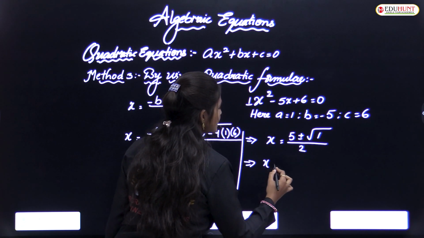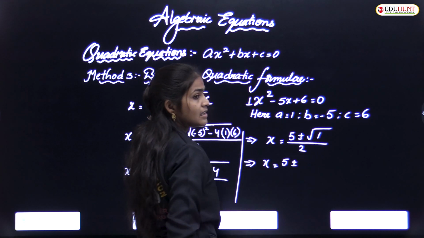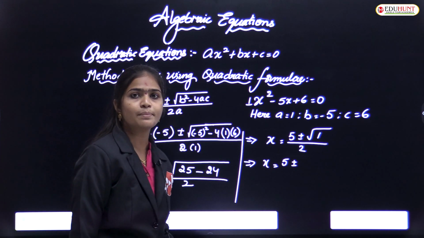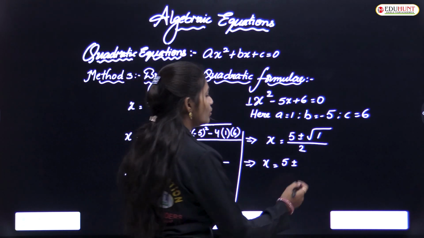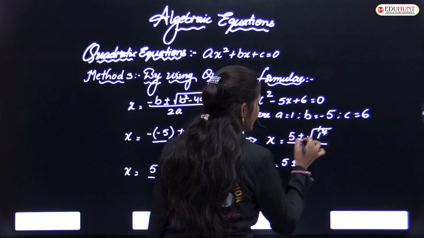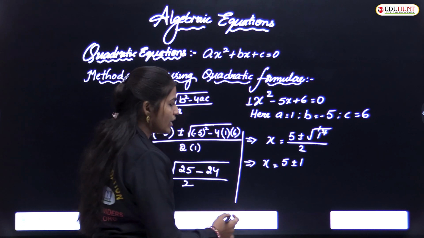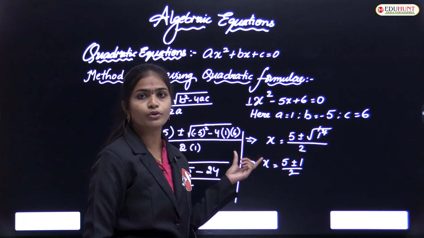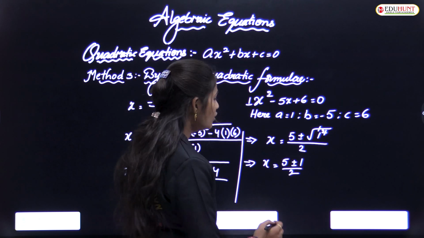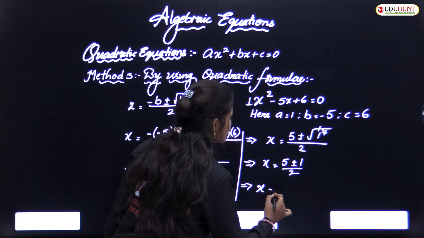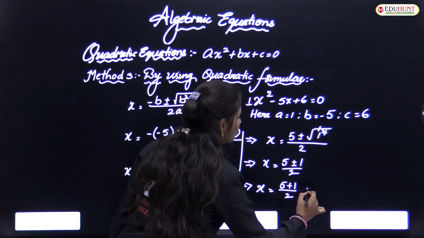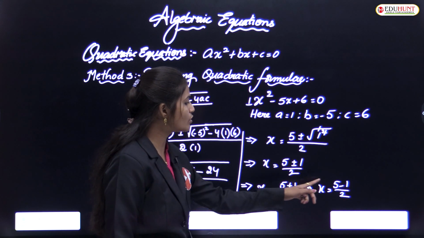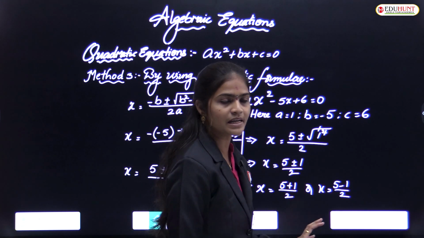So x is equal to 5 plus or minus square root of 1. Square root of 1 is 1 only, since 1 into 1 is 1. 1 is a perfect square, so we can write it as 1 square, and square and root get cancelled. We get 1 by 2. I told you that by using plus we get one root, and by using minus we get another root. So we write x is equal to 5 plus 1 by 2, or x is equal to 5 minus 1 by 2. Here I took positive, here negative: addition and subtraction.